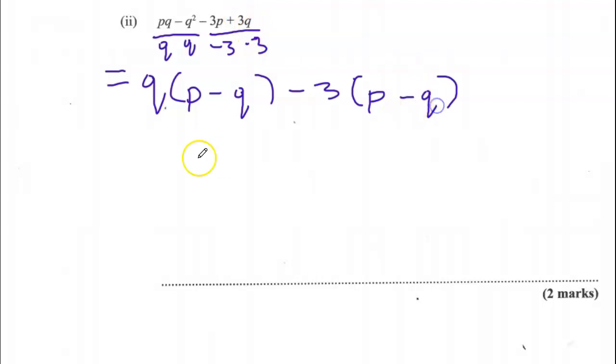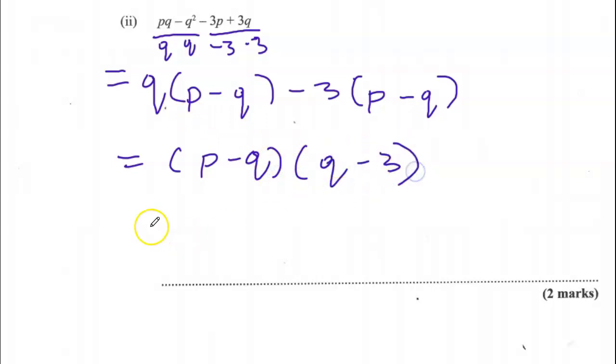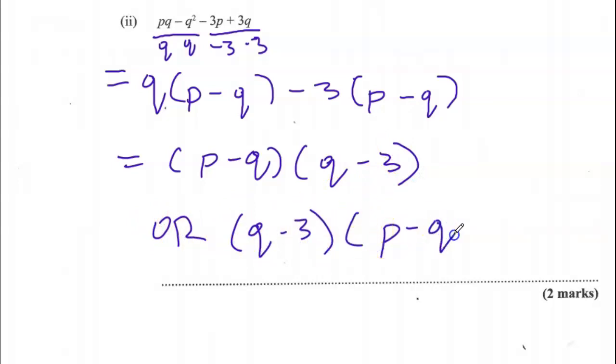And of course, here we have a common factor, the bracket P minus Q, and we're left with Q minus 3. Again, it doesn't matter the order, you could put (Q minus 3)(P minus Q). Order is not important.